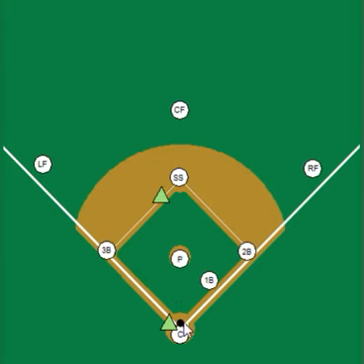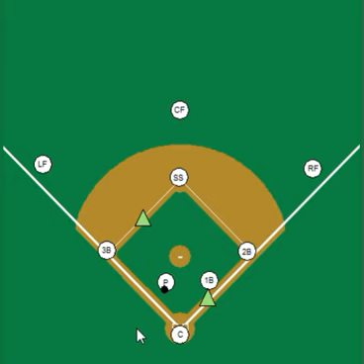So with the pitched ball, you see everybody move into position. All the bases are covered. The first baseman is crashed down. The pitcher is going to come off the mound to the third base side, and our outfielders are now in position, ready for the play to happen.